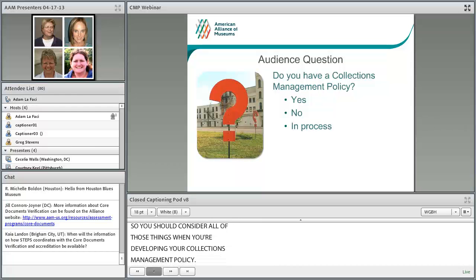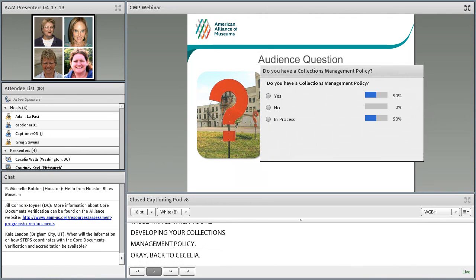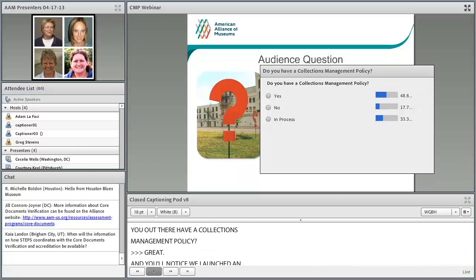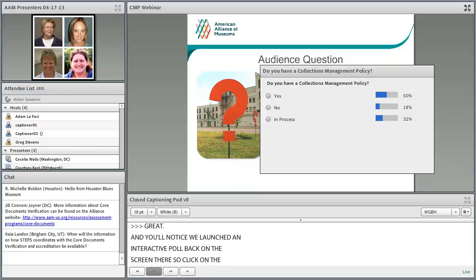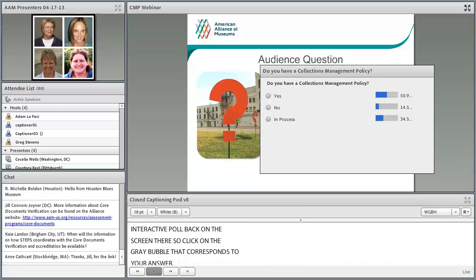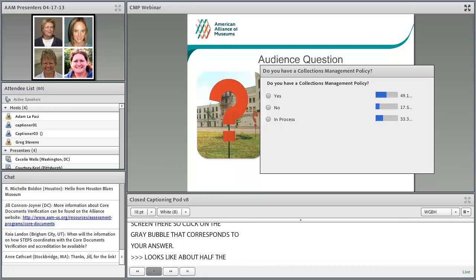Now we have an audience question. We'd like to know how many of you out there have a collections management policy? Great, and you'll all notice that we launched an interactive poll back on the screen there, so just click on the gray bubble that corresponds to your answer. That looks great. Looks like about half of people already have one. That's great. Or are working on one. So I'm also interested in the 17% or so of our institutions who don't have one, what that might mean.